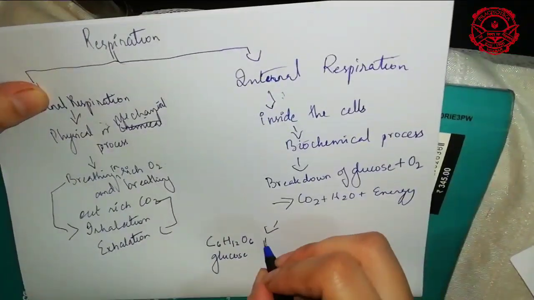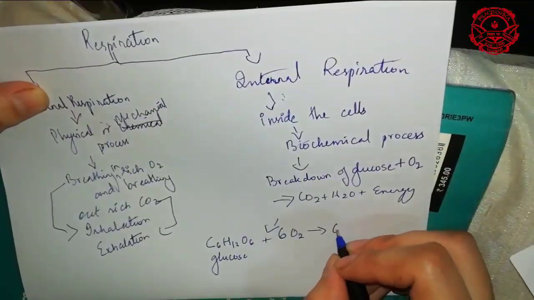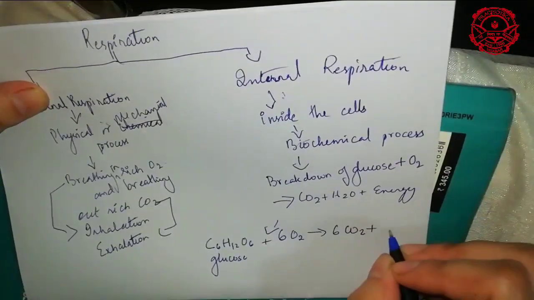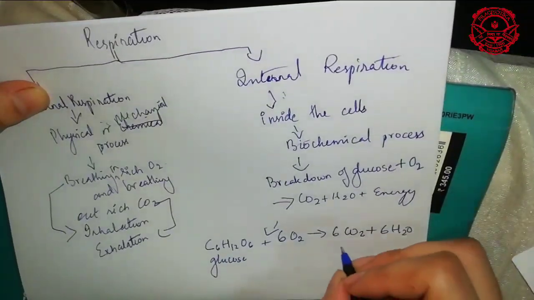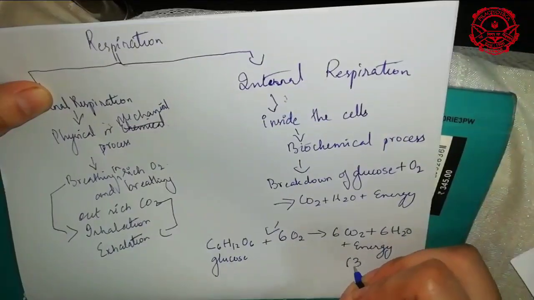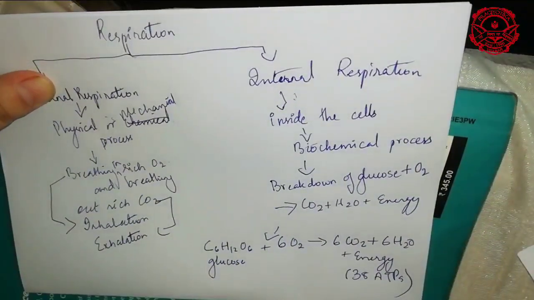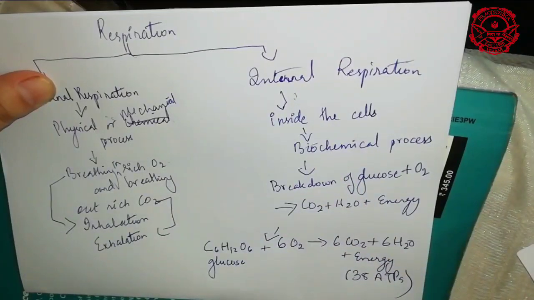When it combines with 6 molecules of oxygen, it gives out 6 molecules of carbon dioxide plus 6 molecules of water plus energy. How much energy will be released? Around 38 ATPs. So this is your chemical formula for cellular respiration, or internal respiration. There are some important points to know about internal respiration or cellular respiration.